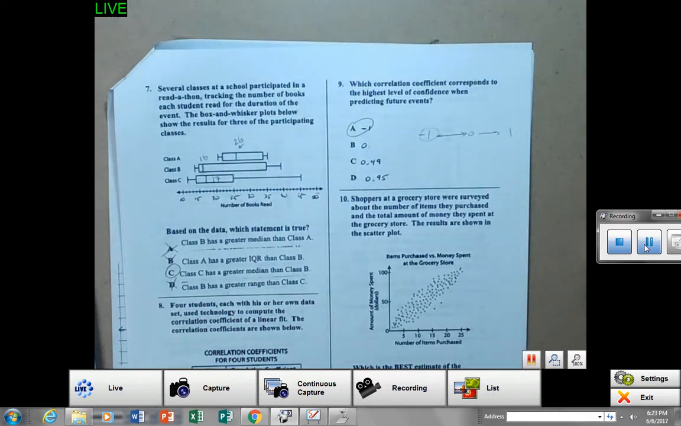Next word coming, the third word, is car. Car. All right, number 10.